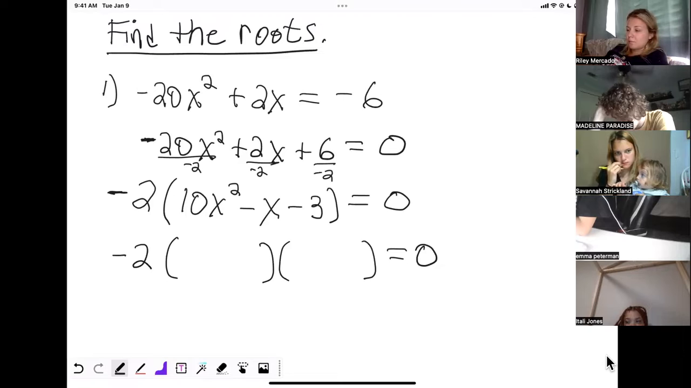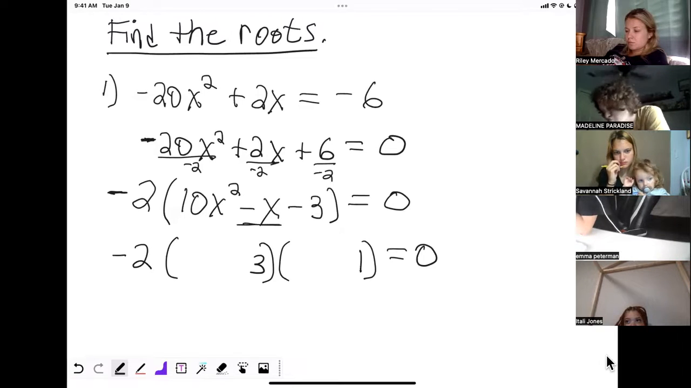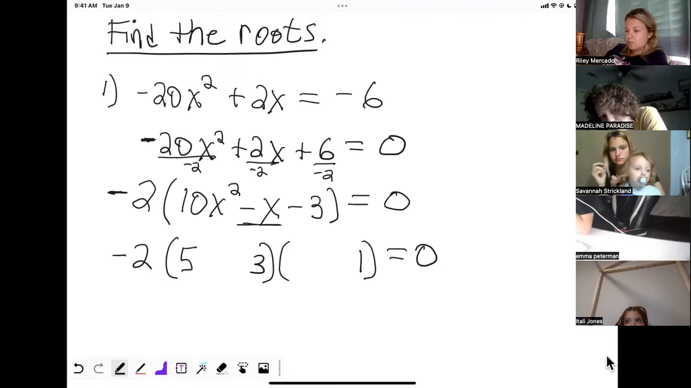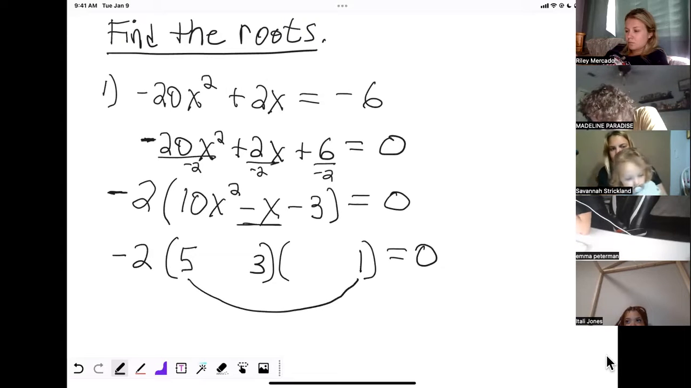All right, so these numbers aren't so bad. So we're going to try without the AC method. 10x squared, and the 10 I'm going to guess is 5 and 2. The 3 can only be 3 and 1. We need a negative 1 in the middle. If I put the 5 here, that's 5 times 3 is 15, that means this had to be 2.